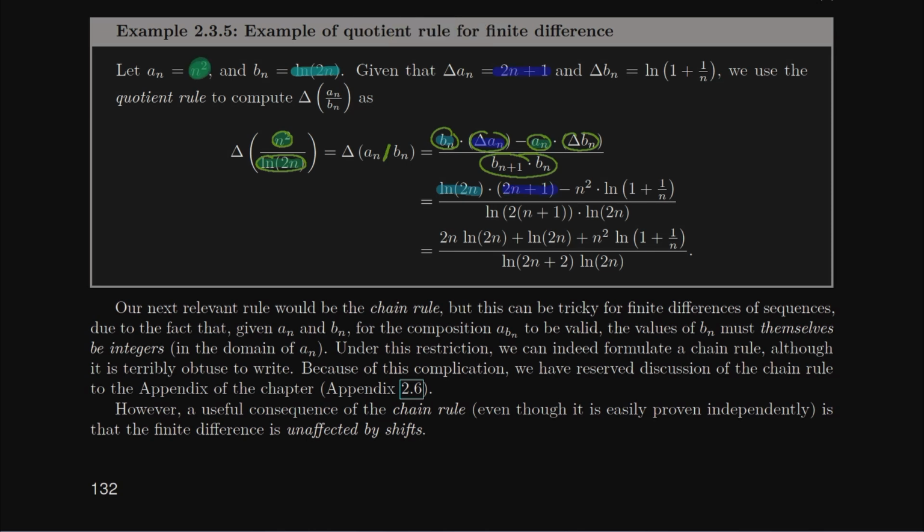An is identified as n squared, so we have n squared. And delta bn is identified as log 1 plus 1 over n, so we include log 1 plus 1 over n. And then the denominator maybe is a little bit special. We've got bn plus 1 here. What does it mean to have bn plus 1?